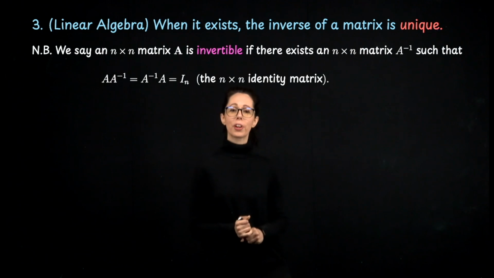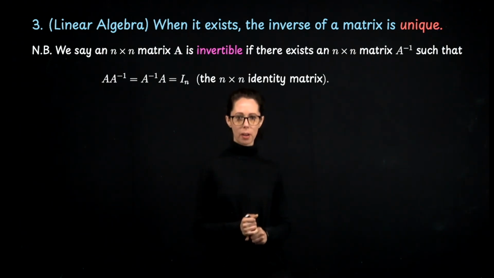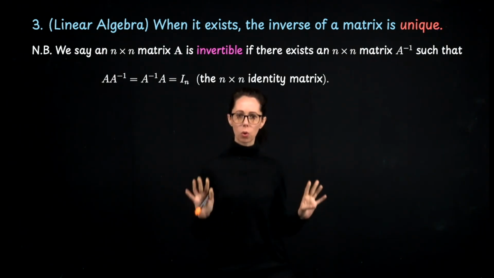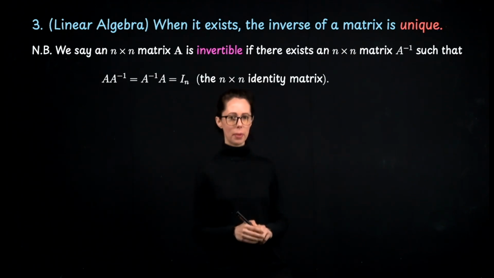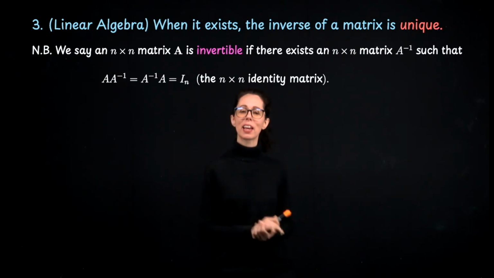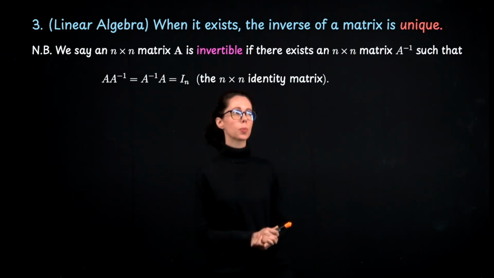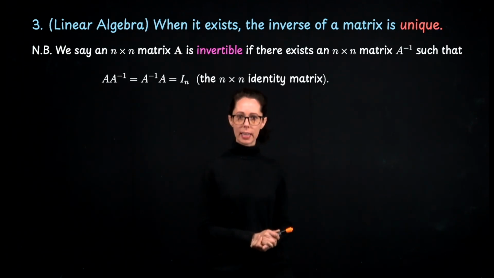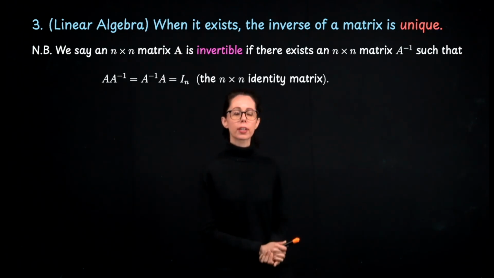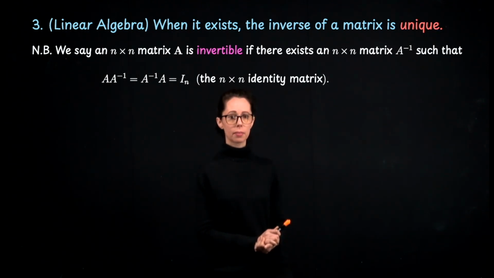I've labeled our third example as coming from linear algebra. If you haven't had a formal course on linear algebra, but you've worked with matrices before, I think you'll be just fine. This is not a very advanced statement from linear algebra. When it exists, so when a square matrix is invertible, the inverse of that matrix is unique.